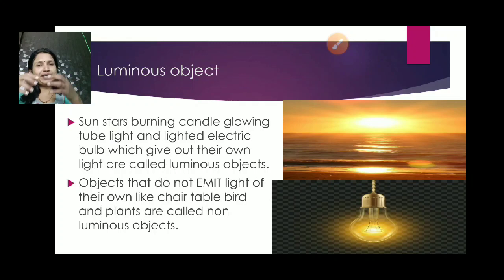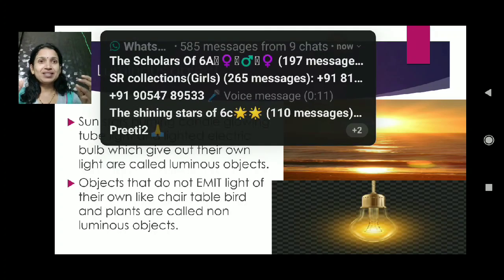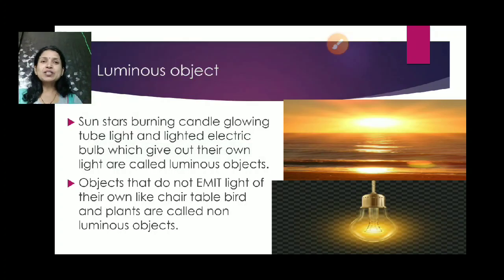Luminous, the word itself is telling us, luminous means shining, it gives light. Sun, stars, burning candle, then glowing tube light and lighted electric bulb, which give out their own light, are called luminous objects. The objects which emit light by themselves are called luminous objects. Objects that do not emit light, just like table, chair, your classroom, duster, chalk, are not emitting light, so they are called non-luminous objects.